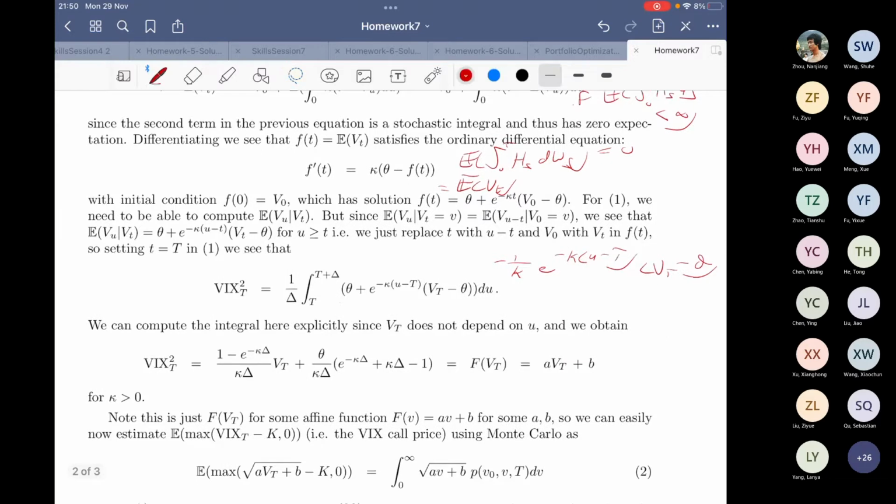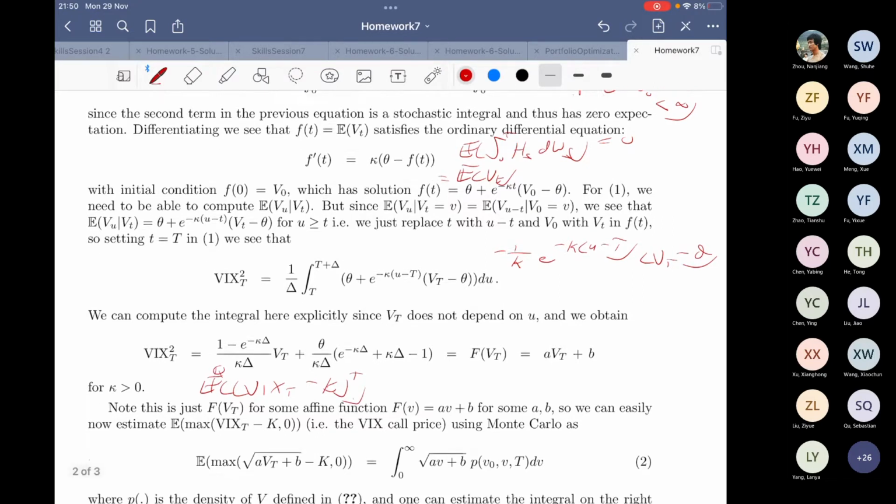So if you want to price a VIX option, it has a payoff of the maximum of VIX T minus K and 0. That is, it pays VIX minus K if VIX is greater than K and 0 otherwise. So if you wanted to price that, you'd price it in the usual way as the expectation. Well, you'd be assuming that you're already working under a risk neutral measure.